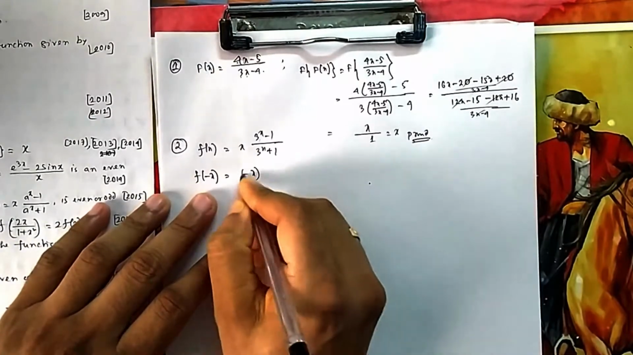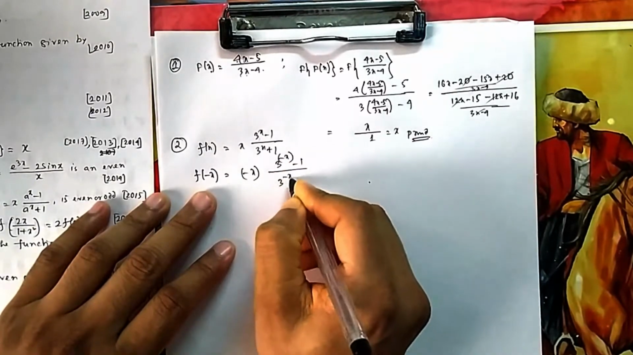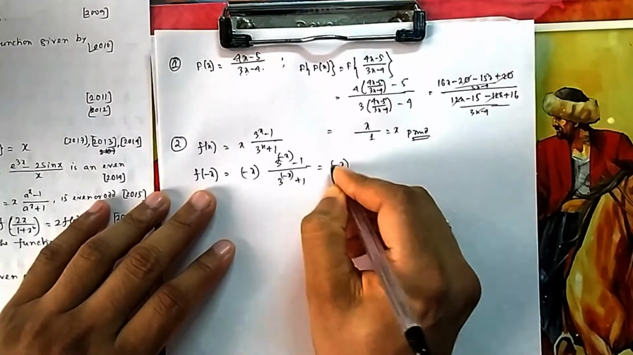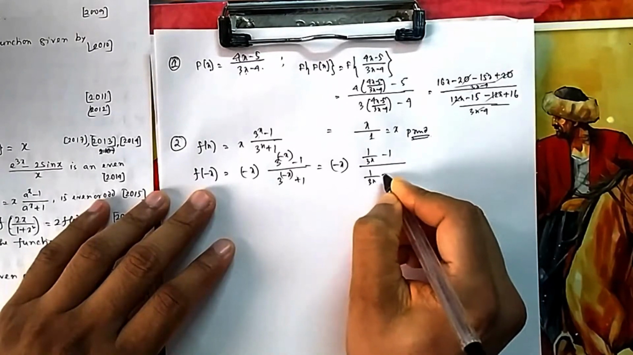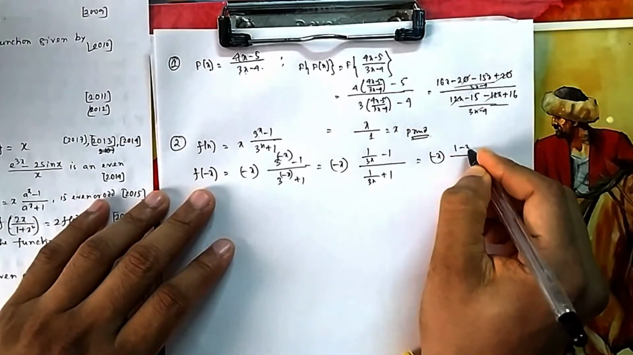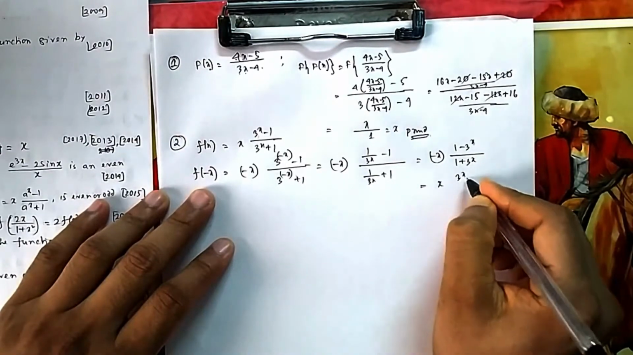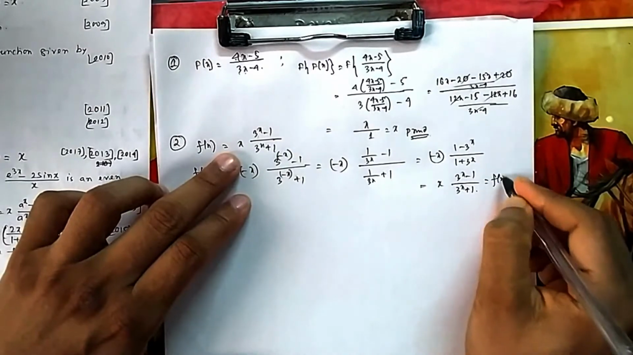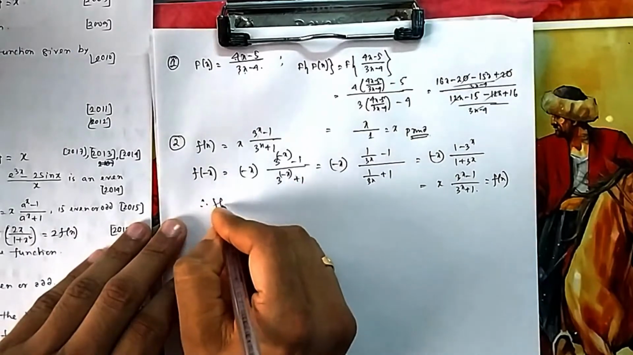So instead of x, you put minus x: (3 to the power minus x minus 1) by (3 to the power minus x plus 1). Now do some little simplification. 3 to the power minus x means 1 by 3 to the power x, so (1 by 3 to the power x minus 1) by (1 by 3 to the power x plus 1). Then if you take LCM, it will be (1 minus 3 to the power x) divided by (1 plus 3 to the power x). If you take minus common, it is (3 to the power x minus 1) by (3 to the power x plus 1), which is your original function. You see, your original function comes back. That is f of minus x equal to f(x). Therefore, f(x) is an even function.